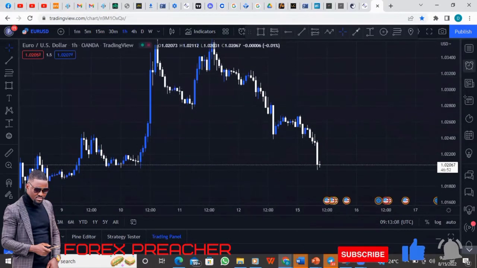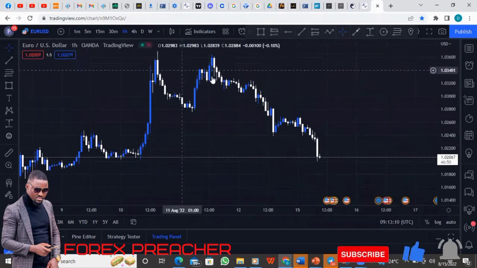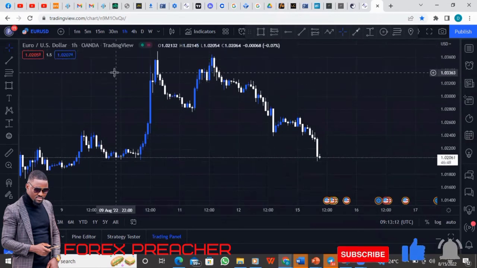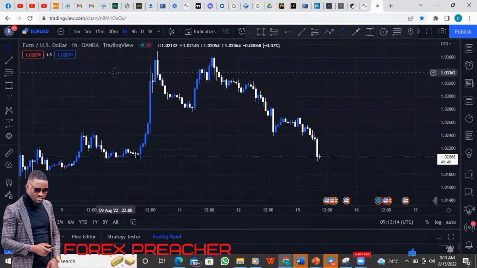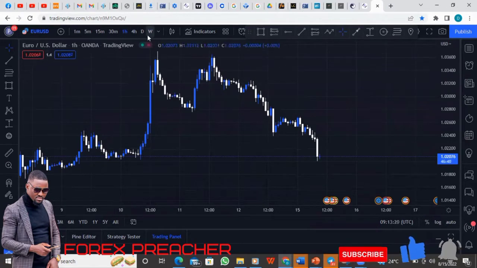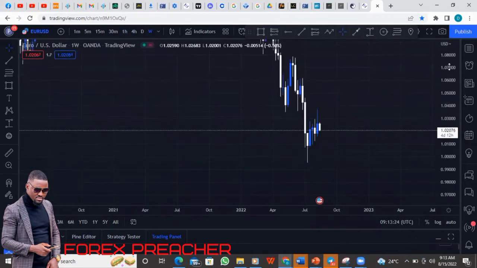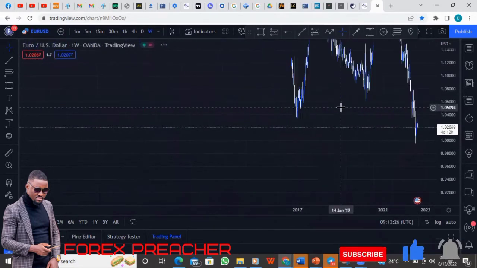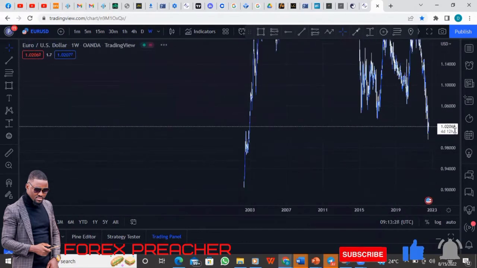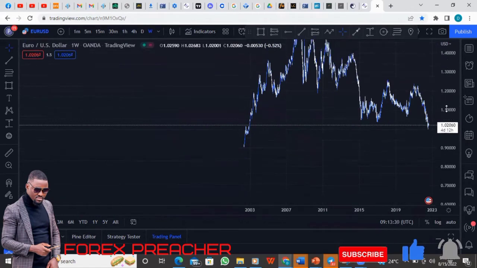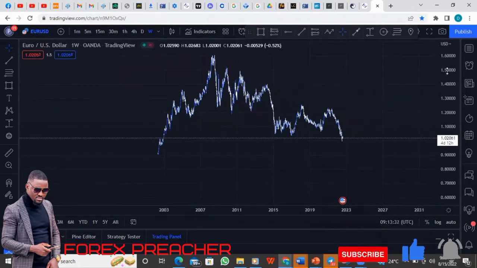Looking at the Euro USD pair, first of all, what do we look at? We always try to trade with the trend. We move with the market movers. So going to my weekly time frame, I went there to see which trend the market is going in.